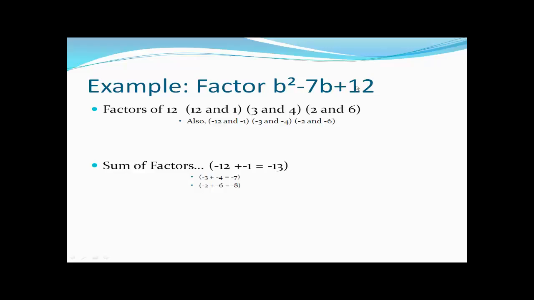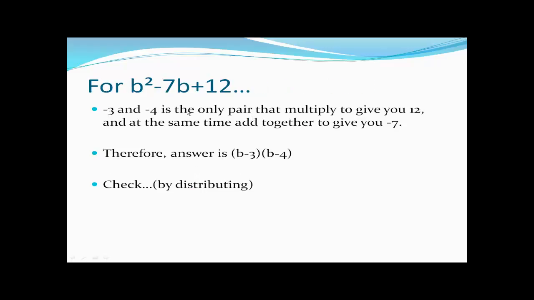So now the sums of those factors: negative 12 plus negative 1 gives me negative 13, which is not negative 7, and negative 2 plus negative 6 gives me negative 8, which is also not negative 7. However, negative 3 and negative 4 give me negative 7 if I add them together. So negative 3 and negative 4 is the only pair that will multiply to give you 12 and at the same time add together to give you negative 7. Therefore, the answer is b minus 3 times b minus 4.